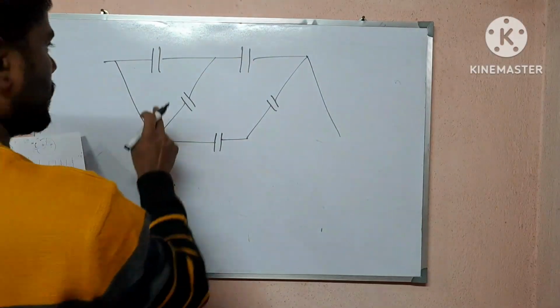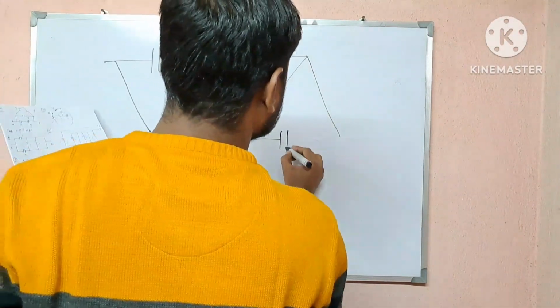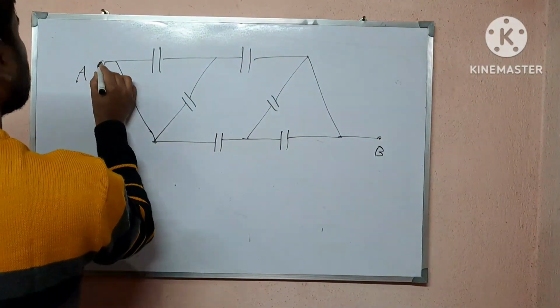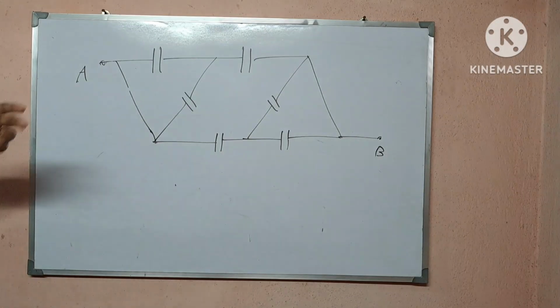1, 2, 3, 4, 5, 6. One more is connected here. Okay, so this is B. This is basically A. You have to find the equivalent capacitance between the points A and B, each of capacitance C. So now how will we solve it?